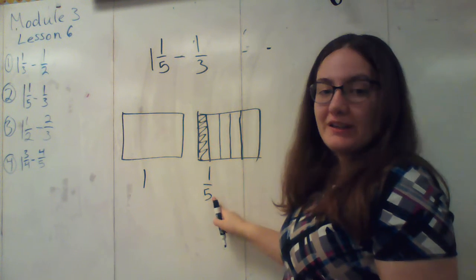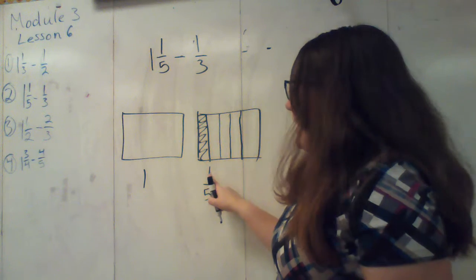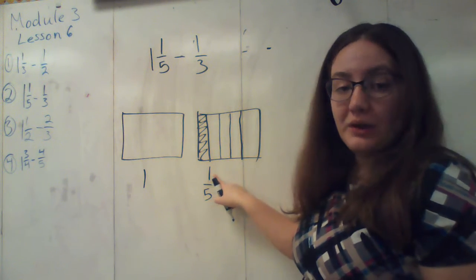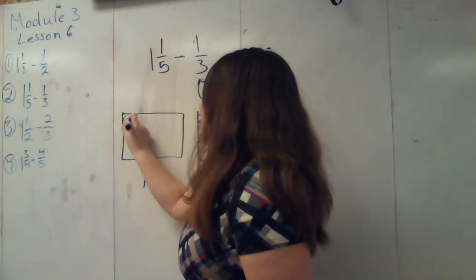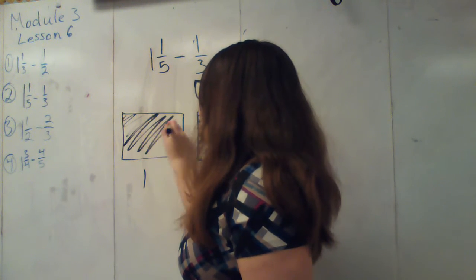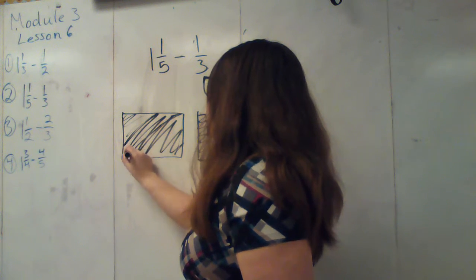So I cut it into 5 pieces because my denominator told me to. And then I have just one piece that's going to be shaded in. My whole needs to be completely shaded in like this. So completely shaded in the whole.